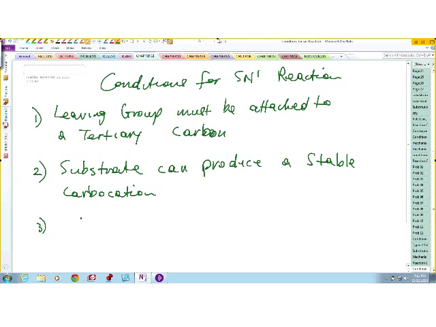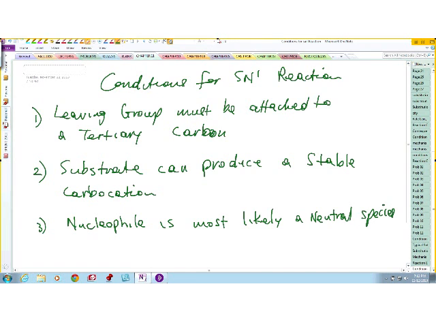Three, the nucleophile is most likely a neutral species. Now what do I mean by neutral species? For example, like water, it's not charged. Like an alcohol, could also be, for example, ammonia sometimes. The point is, the nucleophile in the SN1 reaction is generally a fairly weak nucleophile. In other words, it is uncharged.